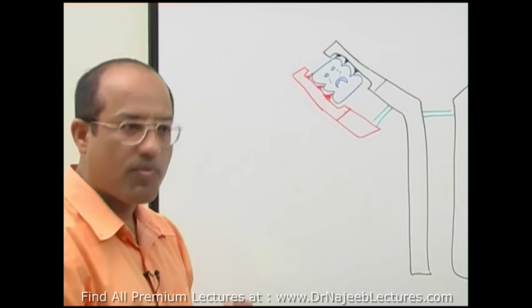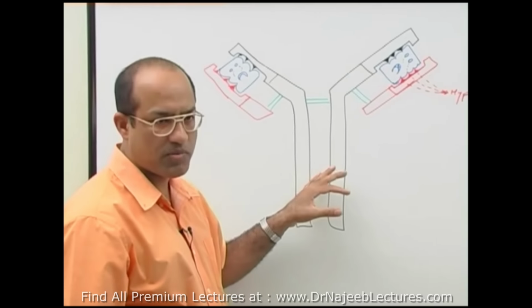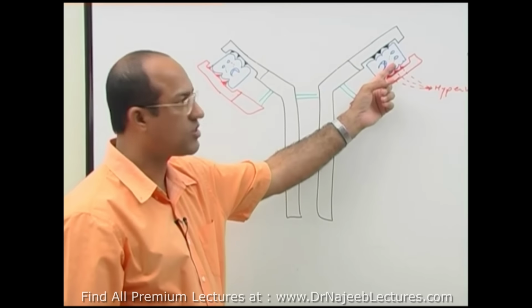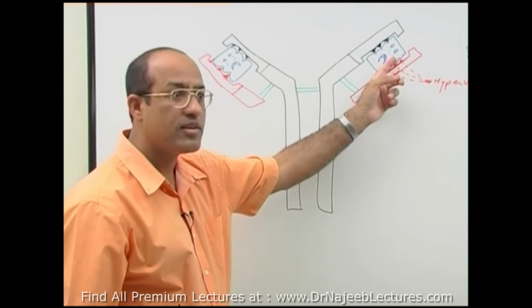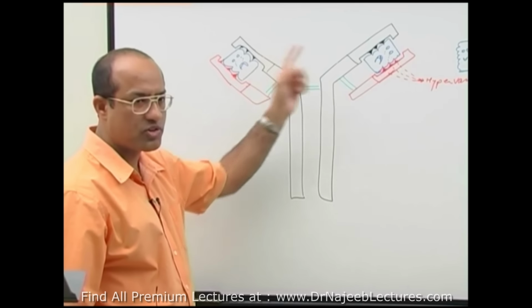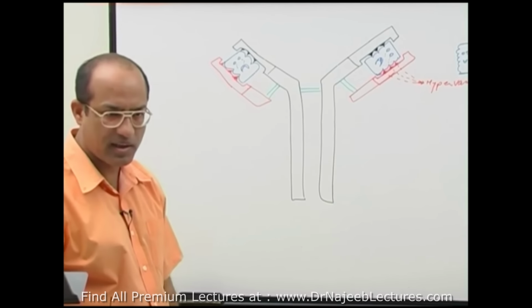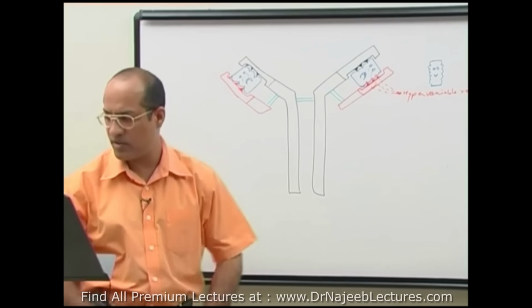Is that clear? One thing which is very important to know is that in a given antibody molecule, the antigen which binds on one side is the same antigen that is going to bind on the other side as well, right? So both sides have the same antigen specificity. Am I clear? No problem up to this?